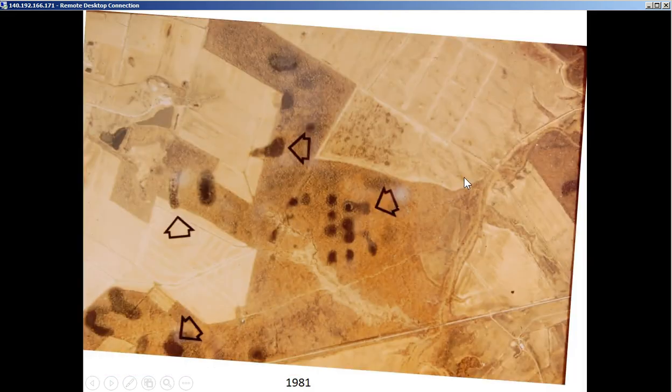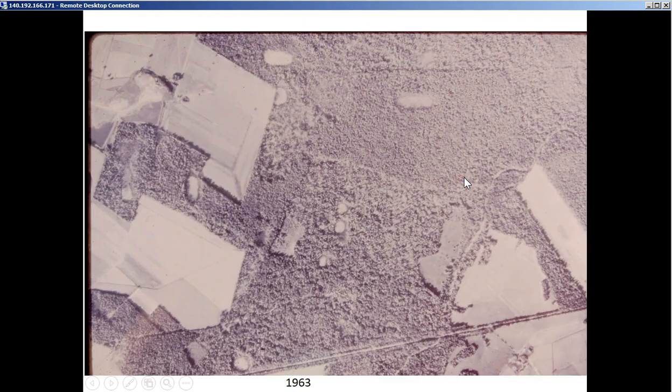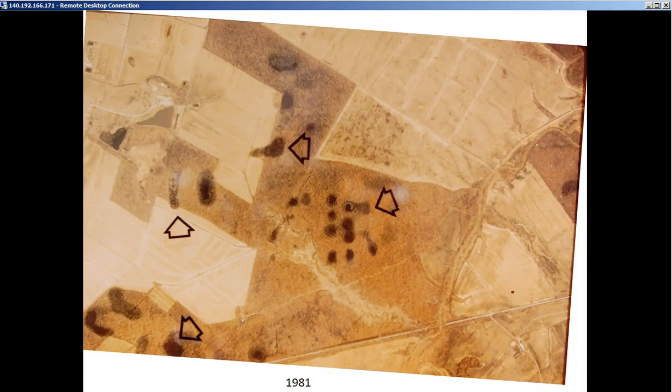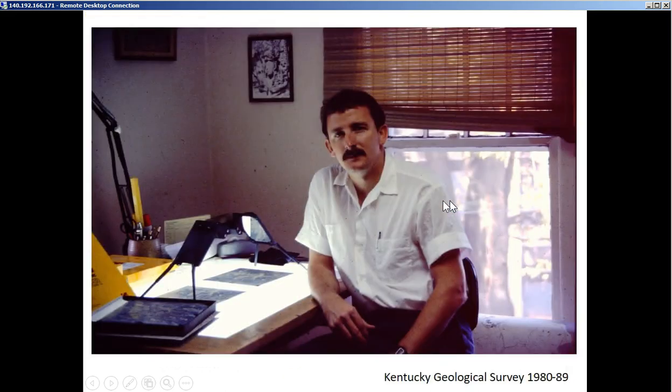Here's 1981. So when you look at this, you can see there's some new ponds and subsidence features that have appeared, and these actually tend to look more or less like a mine. You can almost see the pattern of the room and pillar mining that takes place at relatively shallow depth, 100 feet or sometimes less than 100 feet below the surface. And so, this is a real problem.